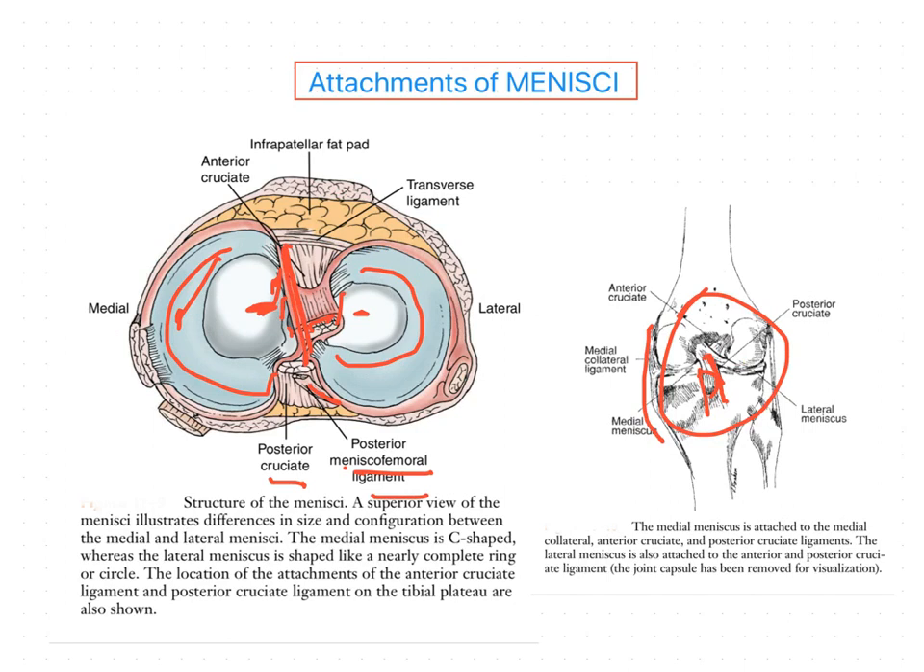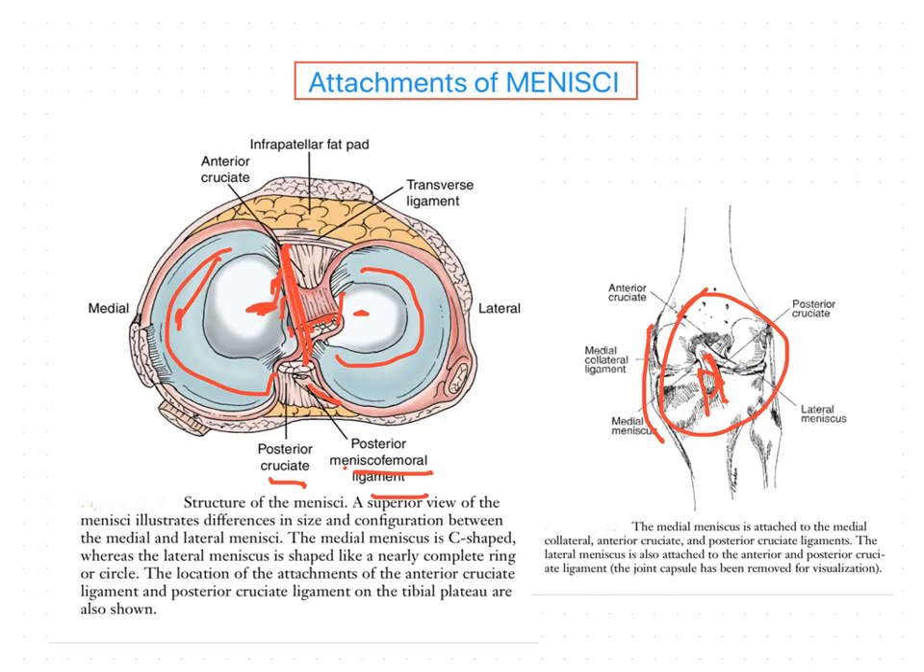Now we will see the lateral ligament. All the same types of connections are also present with the lateral meniscus, but it is not attached to the lateral collateral ligament. Okay, so these are all the attachments of the medial meniscus.